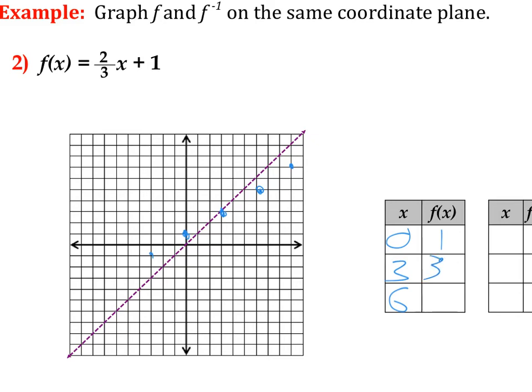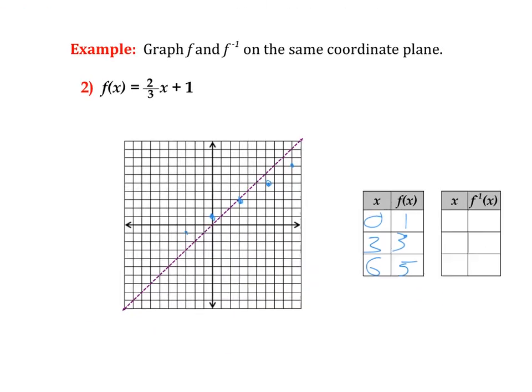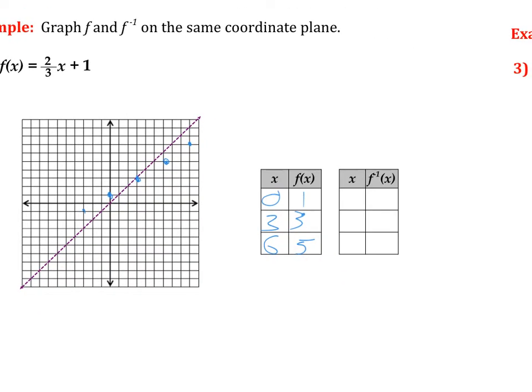If I plugged in 6, 2 times 6 is 12. Divide that by 3, I get 4. Add 1, we're at 5. So when it comes time to graph, we already had the 0, 1, we already had the 3, 3, we already had the 6, 5. So no surprise there. All right, so now let's get our inverse points. All I'm doing is just switching x and y, so that'd be 1, 0. This stays 3, 3, and this would be 5, 6.